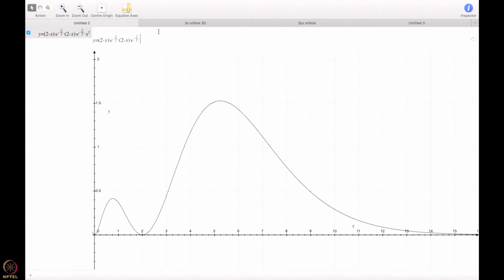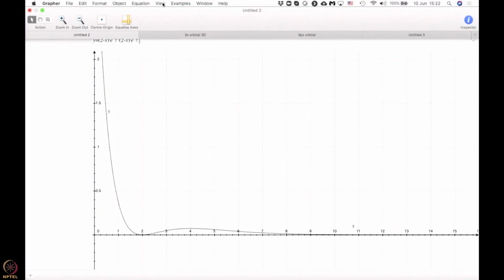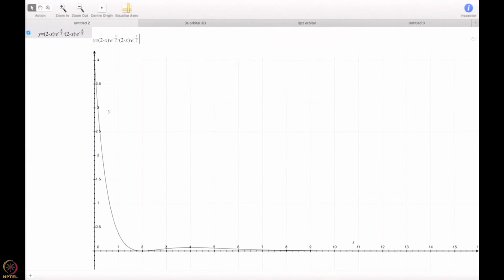For now I will remove r square. Remember where small r square came from? It came from the volume element. So, if I just remove it, what I have is psi 2s multiplied by psi 2s, square of the wave function. This is what the square of the wave function looks like. Okay. Where is the maximum? Where is the minimum? I have to change the frame limit once again. Earlier it was 2.1, so now it should be 4.2 or something. See, this is psi square for the 2s orbital.